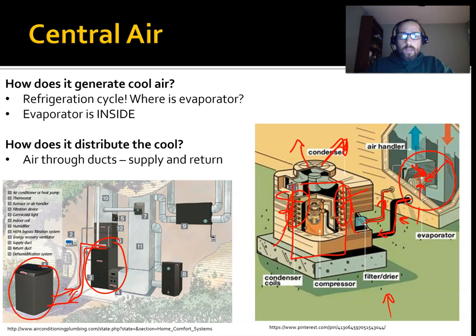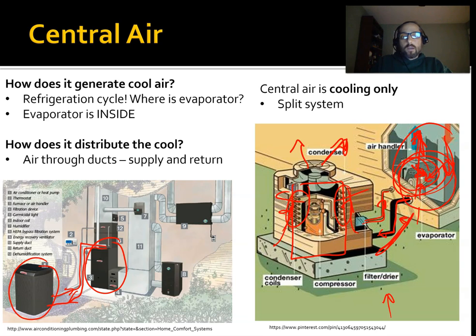This is a forced air system, so you can see here's your air handler, here's your supply ducts, here's your return ducts. This will just have your coils inside that blows air across those cold coils, and that's really it. So there are two separate loops here. You have your refrigeration loop from inside to outside, and then you have the air loop on the inside. So central air is cooling only.